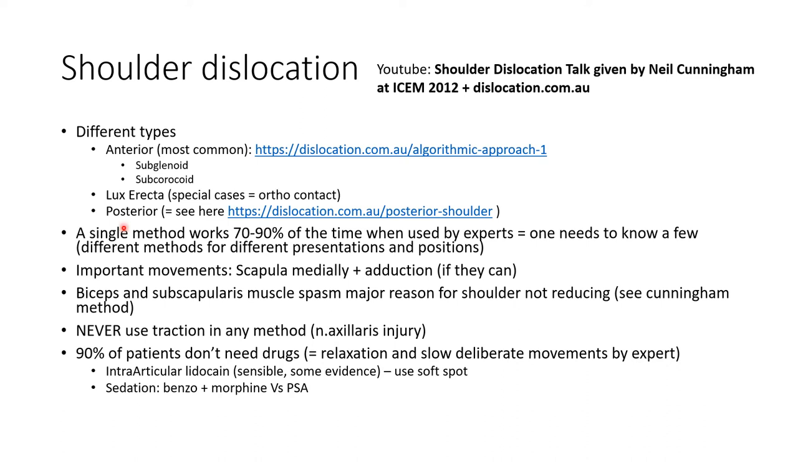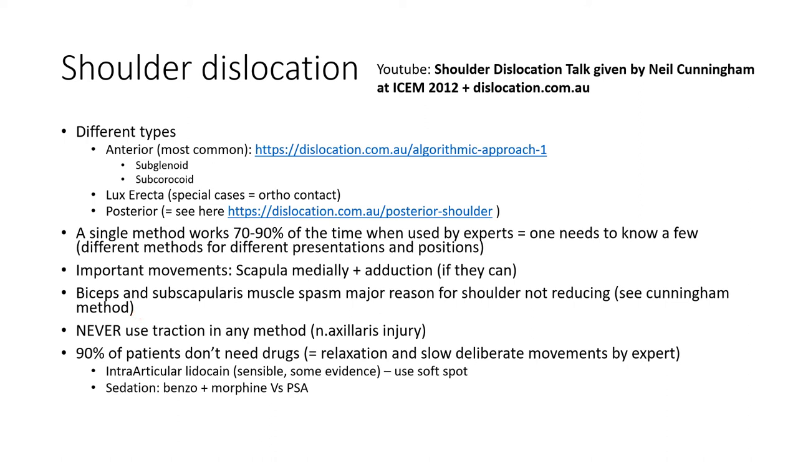Okay. Important stuff about the serial dislocation and the reduction. There's not a single method that works all the time. In the best of hands, one method works maybe 70 to 90% of the time. That's why we need to know several methods as emergency physicians and as orthopedic surgeons as well. There are certain movements that are really important for most of the reductions. That is that the scapula is moved medially, either by making the patient shrug their shoulders and make a proud chest, and in addition to this, adducting the arm. These movements come again in a lot of these tests, so these are important to start off with.